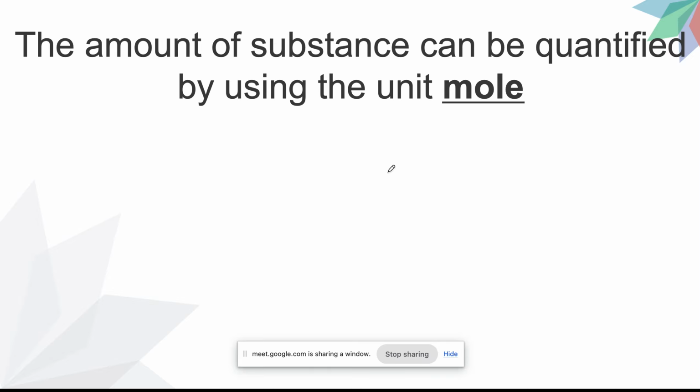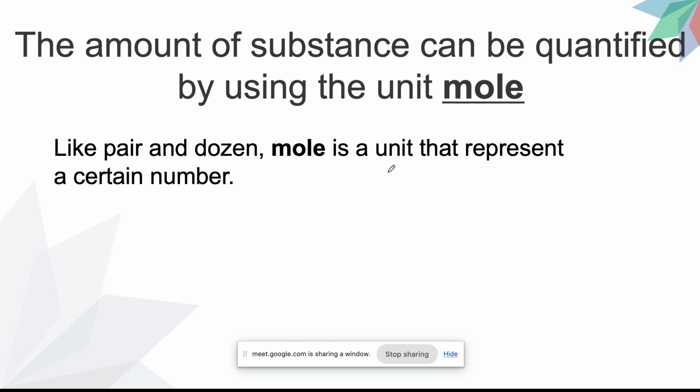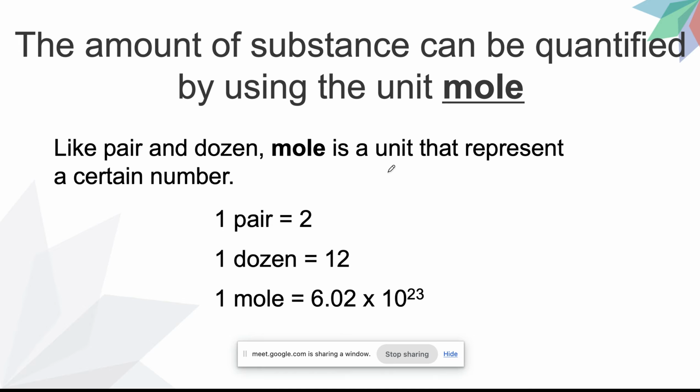Now, the amount of a substance can be quantified by using the unit called mole. You can quantify any substance by using what? The term mole. So you can say the mole is the amount of a substance. We can use it to quantify anything. Like pairs and dozens, mole is the unit that represents a certain number in chemistry. So 1 pair is 2, 1 dozen is 12, 1 mole is what? It has its own number.